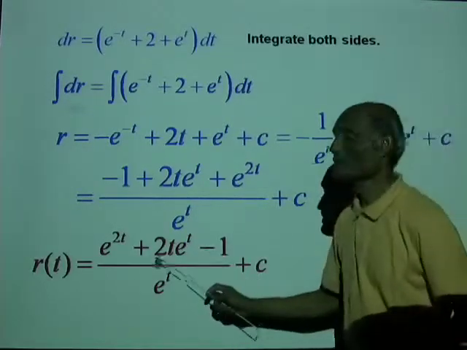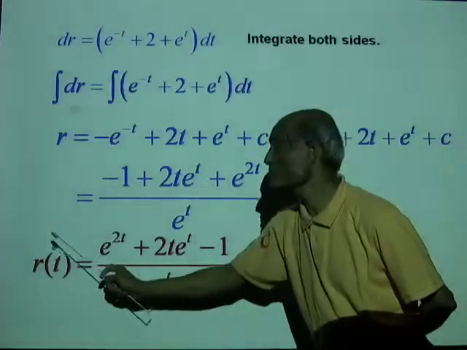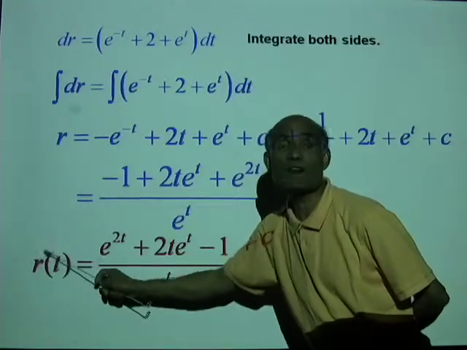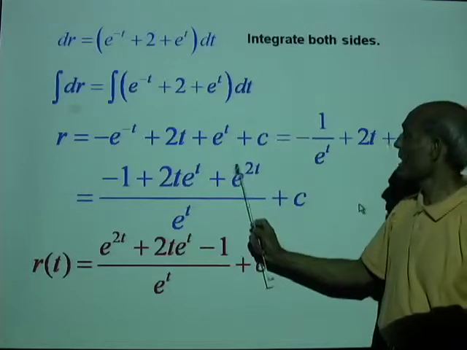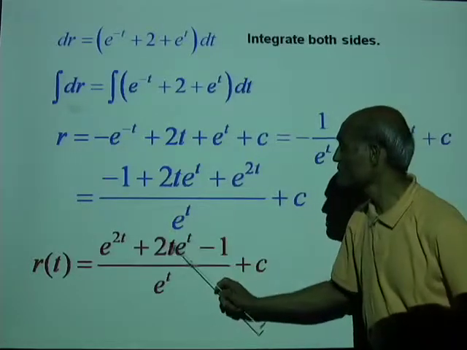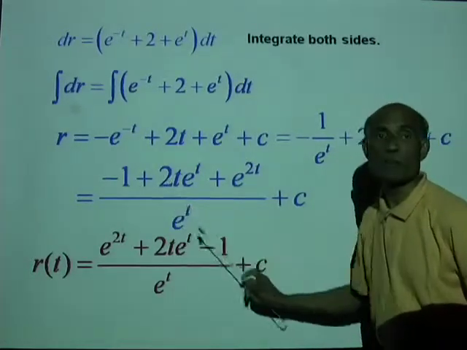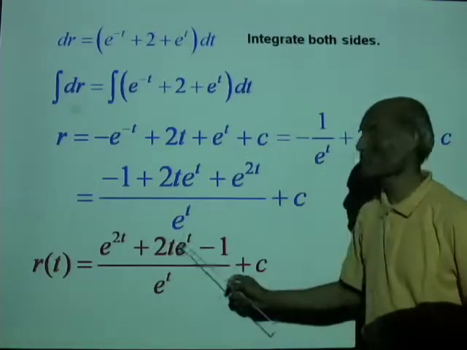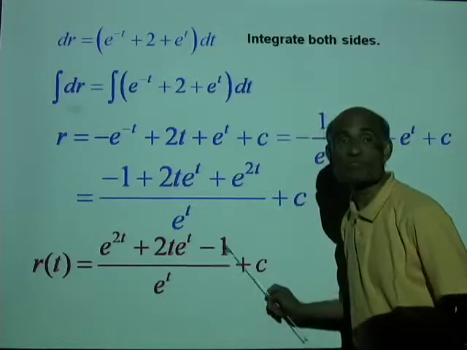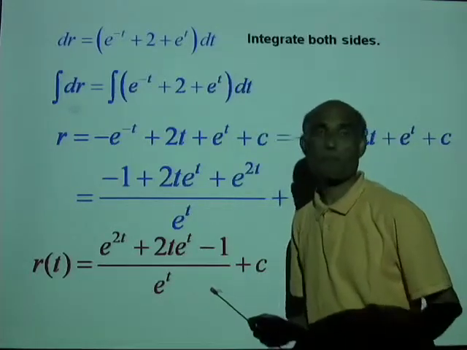And therefore, your solution for the differential equation, r as a function of t, write it like this: e to the power of 2t plus 2t e to the power of t minus 1, all over e to the power of t, plus c. And this is the best way to write that answer.